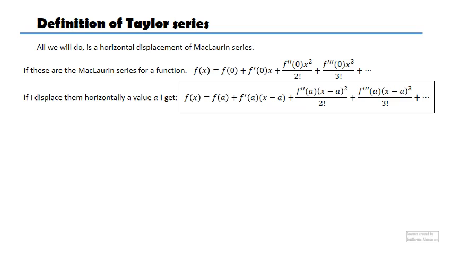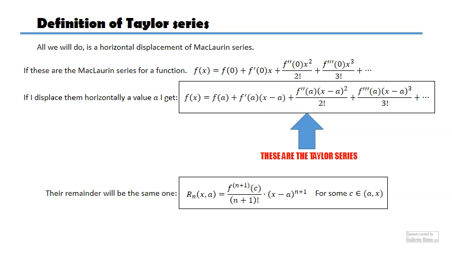And it's important also that every 0 is not going to be 0 anymore. Now I'm going to get f of a, f prime of a, f double prime of a, etc. And these are the Taylor series. And actually, the remainder will be the same thing, just substituting with x minus a. And now c is not between 0 and x. Now c will be between a and x. And this is just a consequence of doing this horizontal displacement of my MacLaurin series. I just put it where I need it so I can make a better approximation.